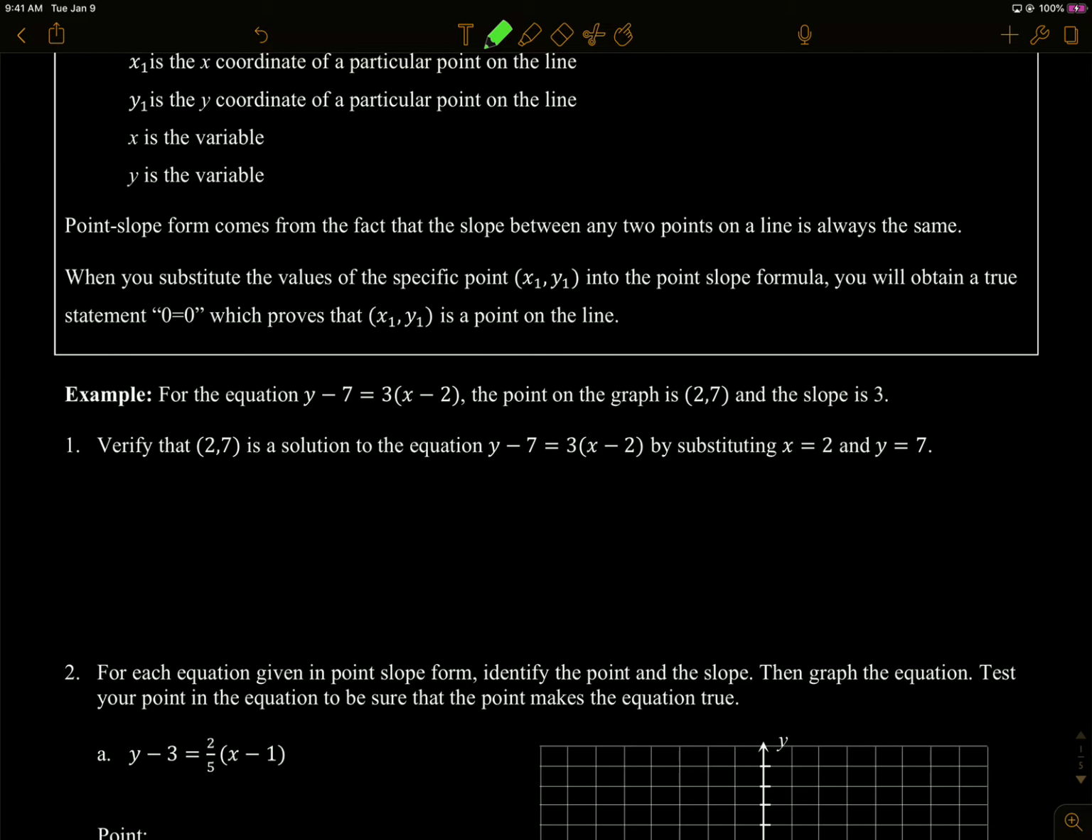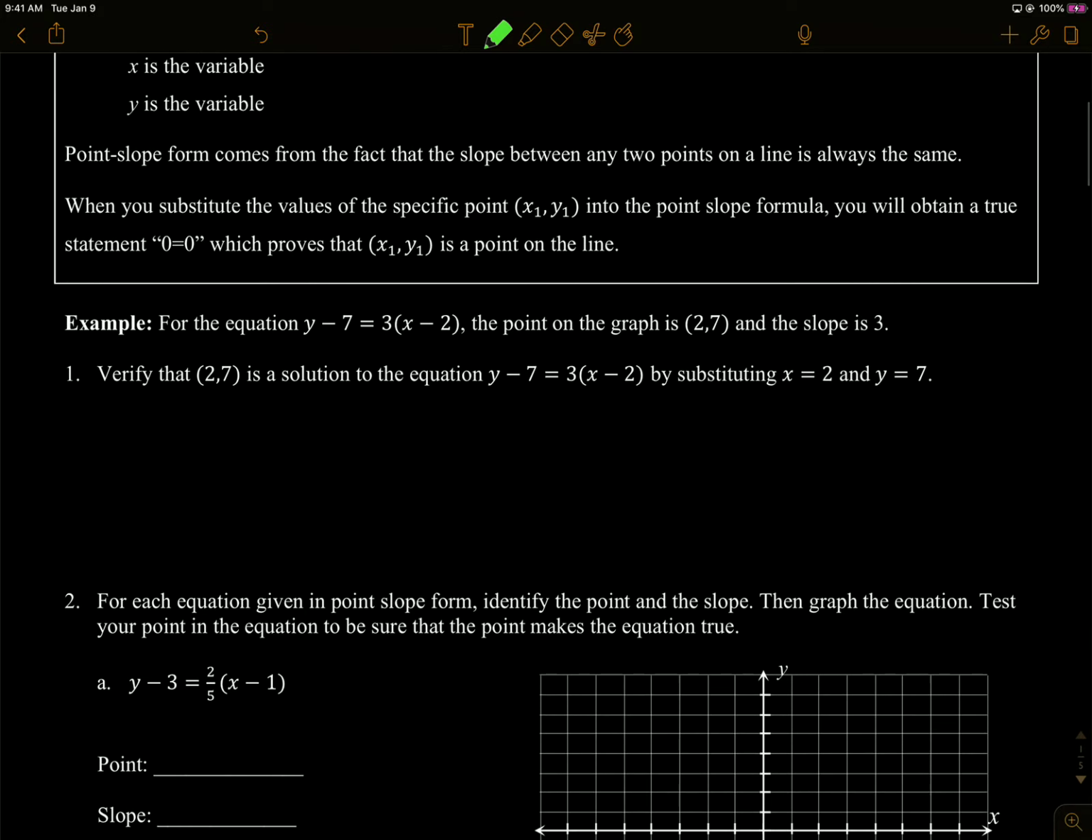So here's some facts about it. It comes from the idea that the slope between any 2 points on a line is always the same. It's the idea that we have this consistent slope. The rate of change is constant. So that's where we can derive this equation from. And lastly, if we want to prove a point is on that line, just like any of the forms, if we plug the point in, we'll get a true statement. In this case, we'll always get 0 equals 0, which is a true statement.